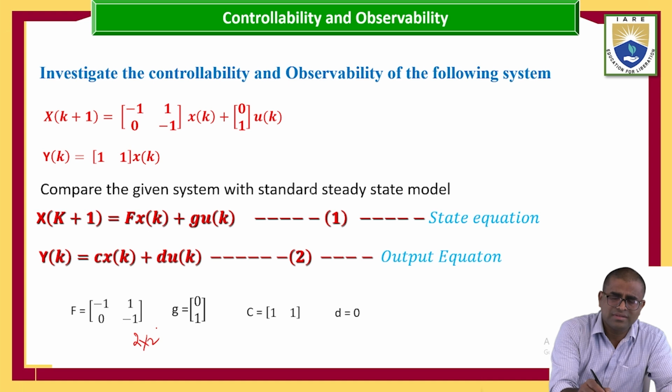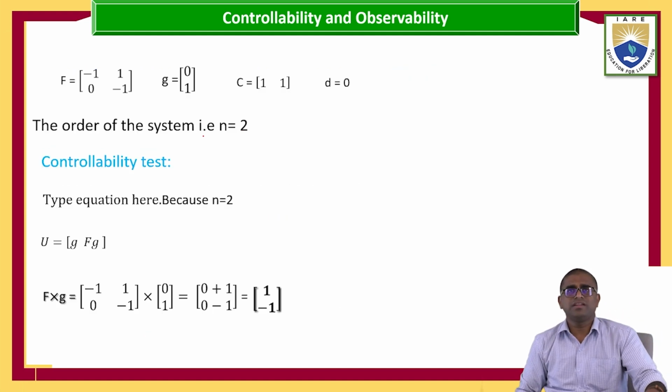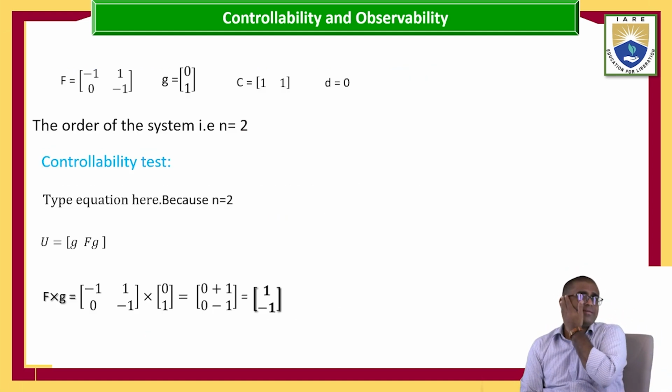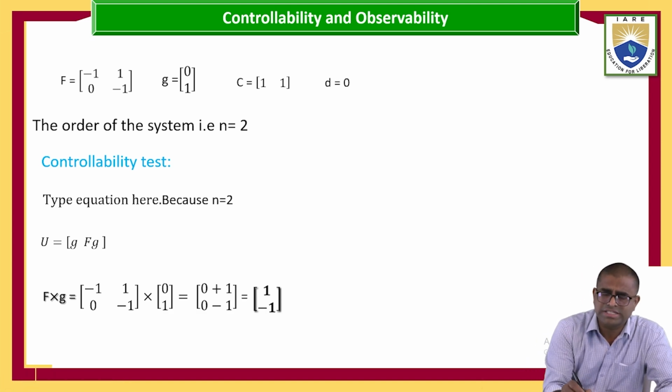F matrix size is 2 by 2. So the order of this matrix is 2 by 2, so the order is 2. And coming to the controllability test.